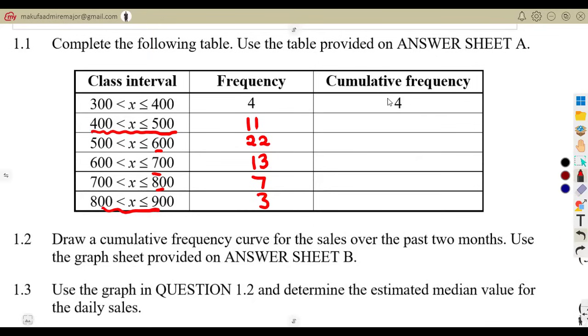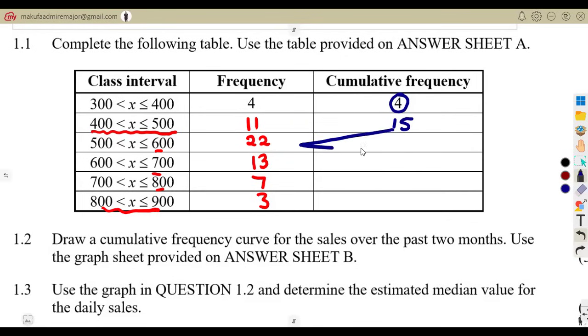Okay. So how do you obtain the cumulative frequency? Remember, when you are to draw the cumulative frequency curve or the ogive, you add the frequencies starting with this one, which is the 4. So you're starting from there. We add the next one, which is the 11. All right, we have the answer that we are going to write here. So that is 4 plus 11, which is going to give us 15.